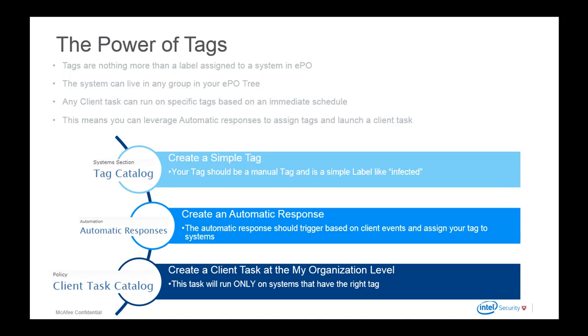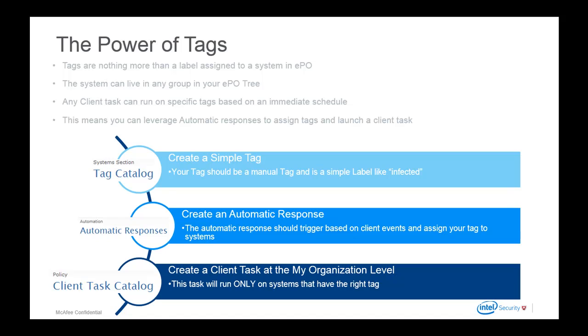Now, once you understand those basic concepts of tags, well, you take it to the next level. Client tasks inside of EPO are nothing more than something that runs on the client in a scheduled fashion. So that could be your virus on-demand scan that runs at 3 p.m. on Fridays. It's something you schedule, or something that you can, of course, schedule to run immediately as well.